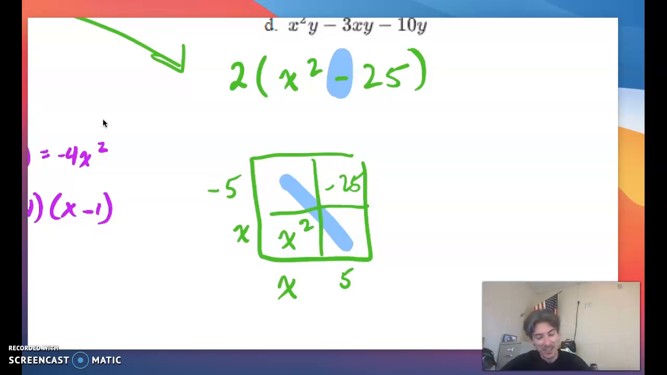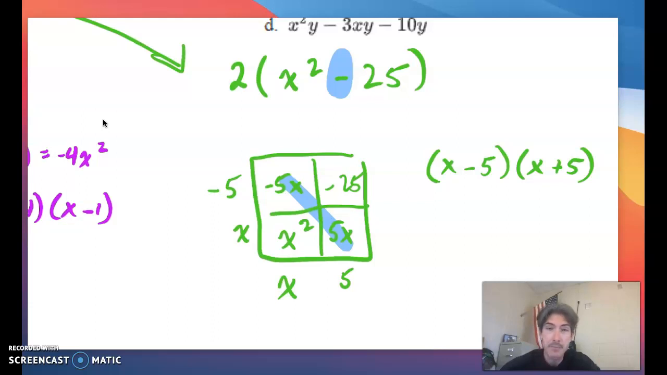All right, watch this. 5 times x is 5x. -5 times x is -5x. What do -5x and +5x add to? 0, right? And then, do -5x and +5x multiply to be -25x squared? They sure do. So we're in good shape. I know I've got the appropriate factorization.